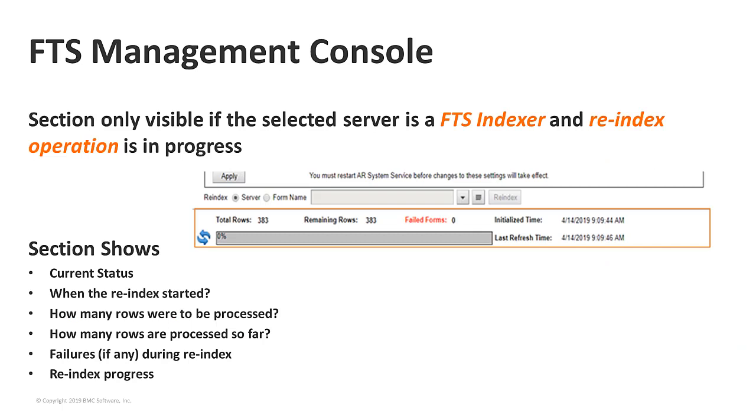The screenshot seen here in this section of the panel is visible only if the selected server is an FTS indexer and the reindex operation is in progress. This section shows the current status of the reindex process and provides the following details. When the reindex started, how many rows were to be processed, how many rows were processed so far, failures, if any, during the reindex, and the reindexing progress.